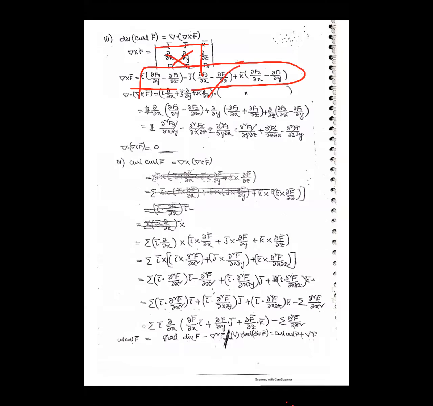After finding curl F bar, we apply del. Del means divergence. So the LHS condition is div of curl F, del dot del cross F. The standard formula of del is i del by del x plus j del by del y plus k del by del z, and dot the value we just found. So we replace the value into these brackets: i del by del x plus j del by del y plus k del by del z dot this total value.